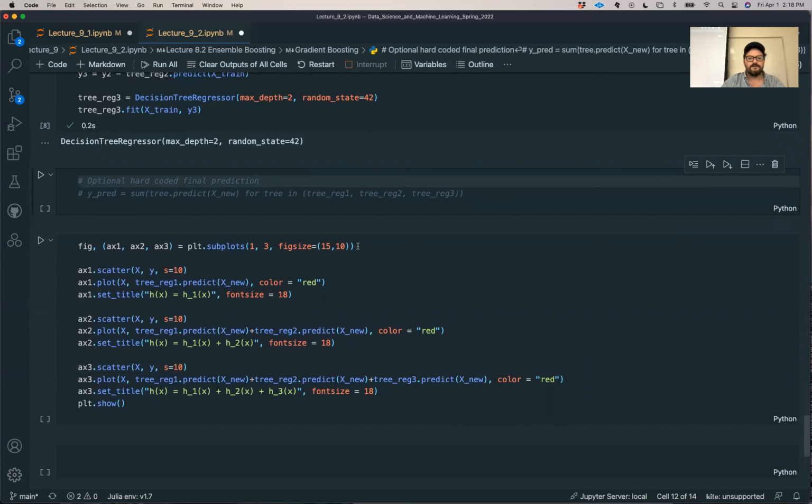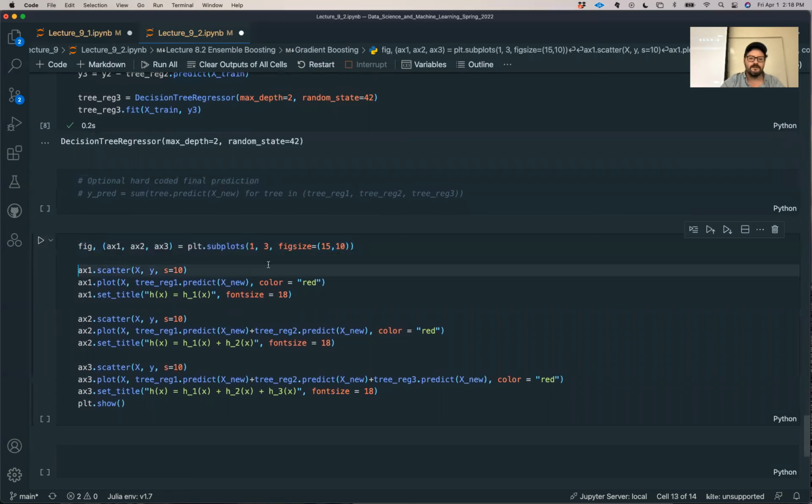So here I make a subplots. I call the subplots method. It's going to be 3 wide, 1 tall. So in the first plot, it's our first predictor. In the second plot, it's the sum of these 2 predictions. In the third plot, it's the sum of the 3 predictions.